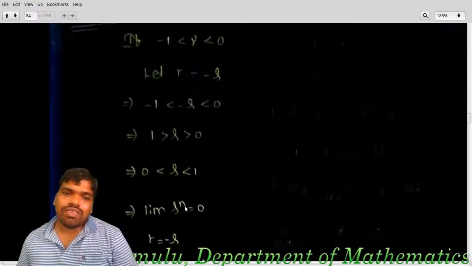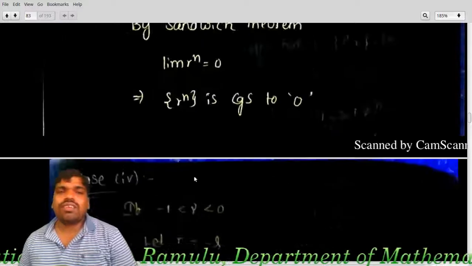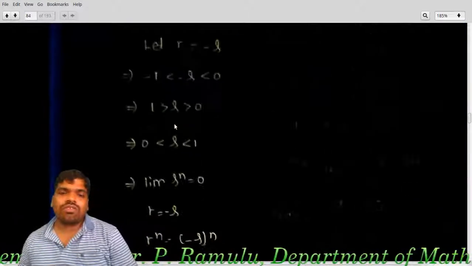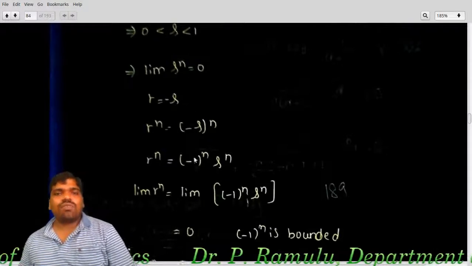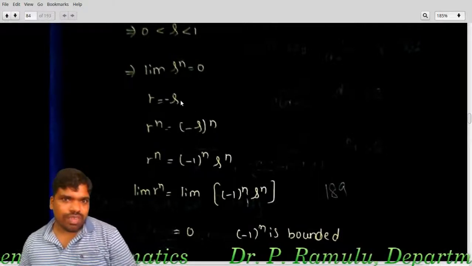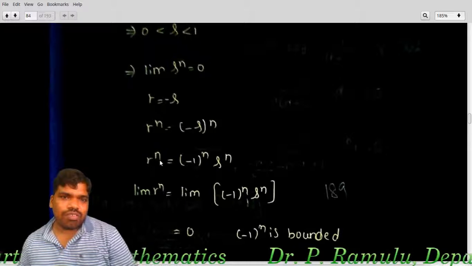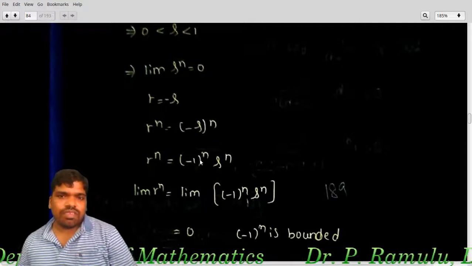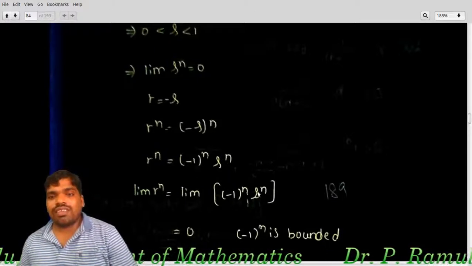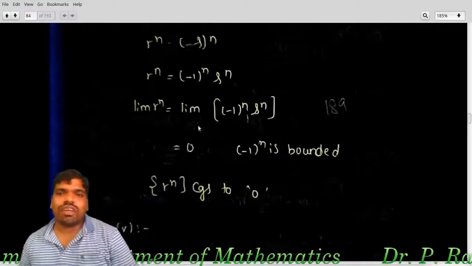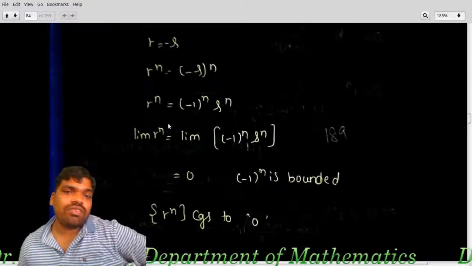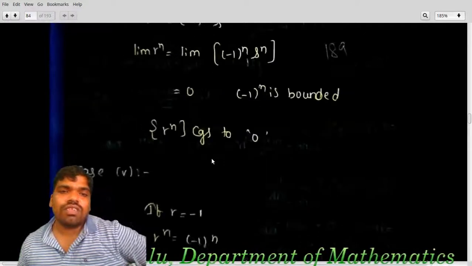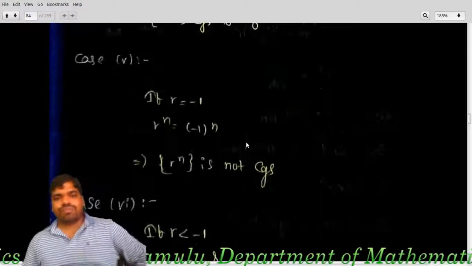Which implies lim s^n = 0. Already we know that in this case lim s^n = 0. Since r = -s, r^n = (-1)^n s^n. So s^n tends to 0, and (-1)^n is bounded. Already we know that (-1)^n is bounded, so the limit is 0. Therefore lim r^n = 0, and r^n converges to 0.